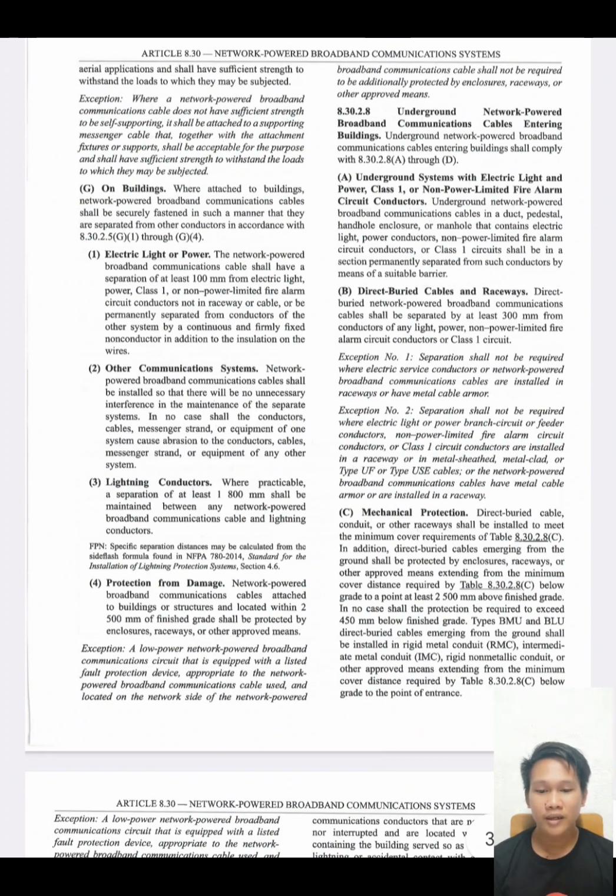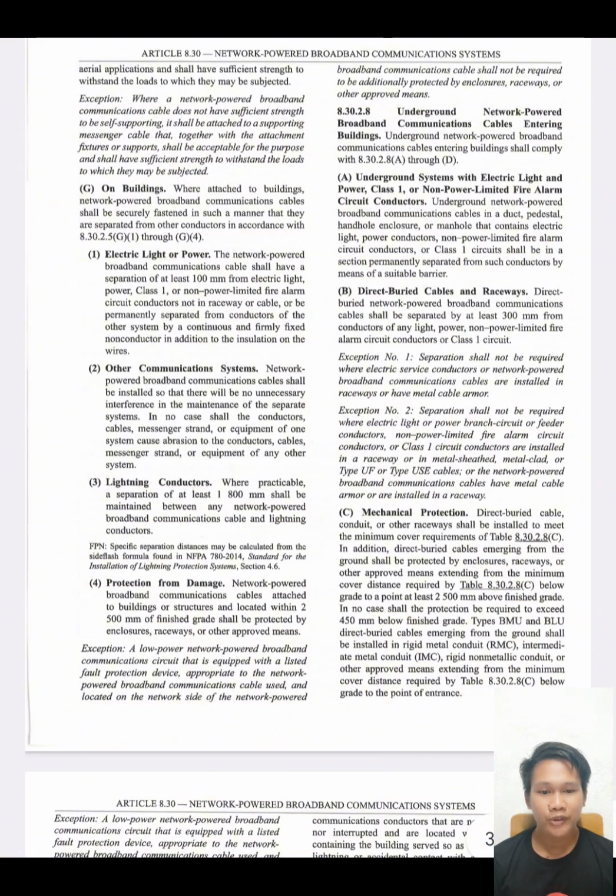Third, we have lightning conductors. Where practicable, a separation of at least 1,800 mm shall be maintained between any network-powered broadband communication cable and lightning conductors. Fourth, we have protection from damage. Network-powered broadband communications cable attached to buildings or structures and located within 2,500 mm of finished grade shall be protected by enclosures, raceways, or other approved means.